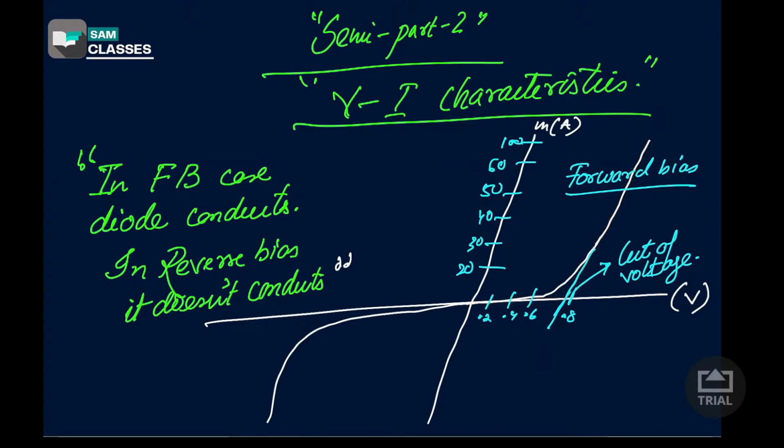Clear, everyone? And for different semiconductors, the value is different. Clear? Chalo. For germanium, it's 0.2 volt. For silicon, it's 0.7 volt. Depends. Okay. In the second part, students, what happens?